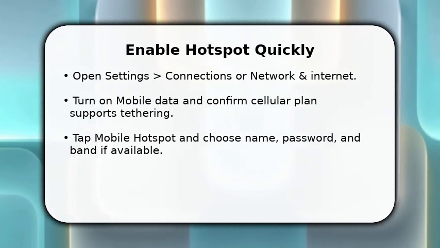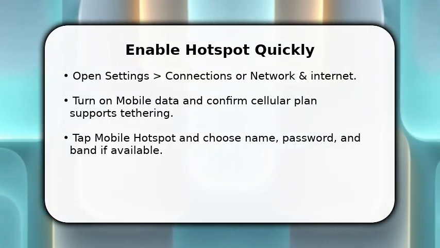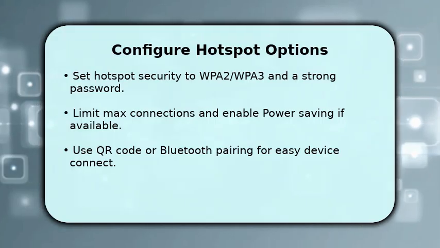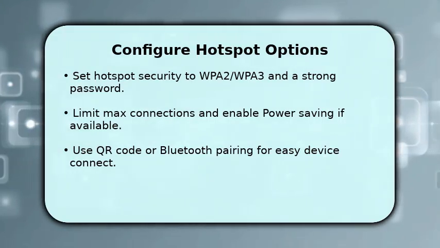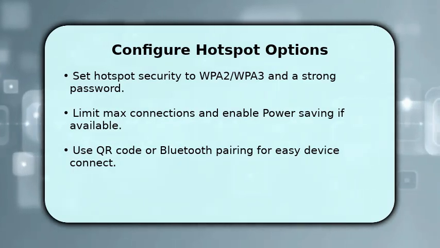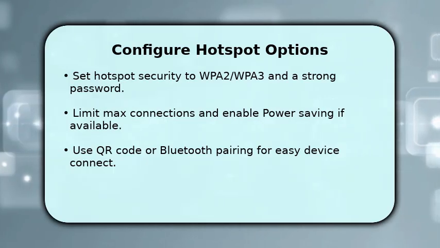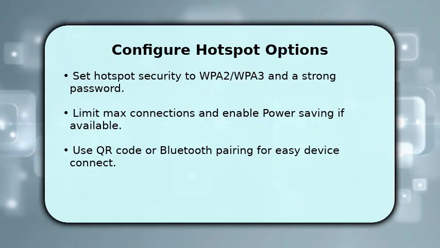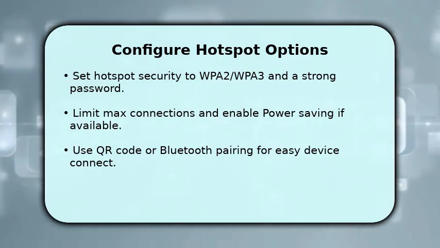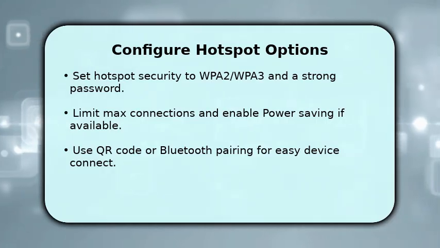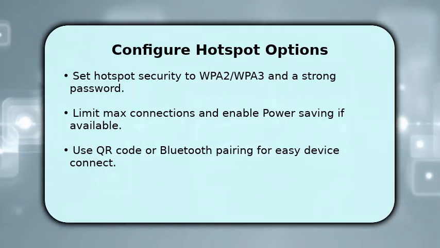You now refine settings to control access and performance. Set security to WPA2 or WPA3 and enter a strong password so strangers cannot use your data. Then limit the maximum connections to prevent overcrowding and enable power saving to reduce battery drain when idle. If you want convenience, generate a QR code or use Bluetooth tethering so devices can join without typing. Make sure to monitor data usage and carrier limits.